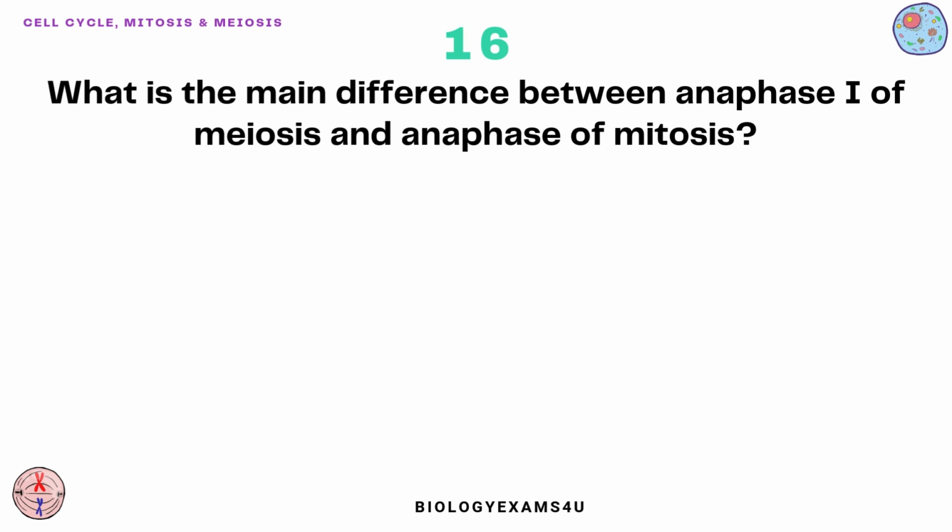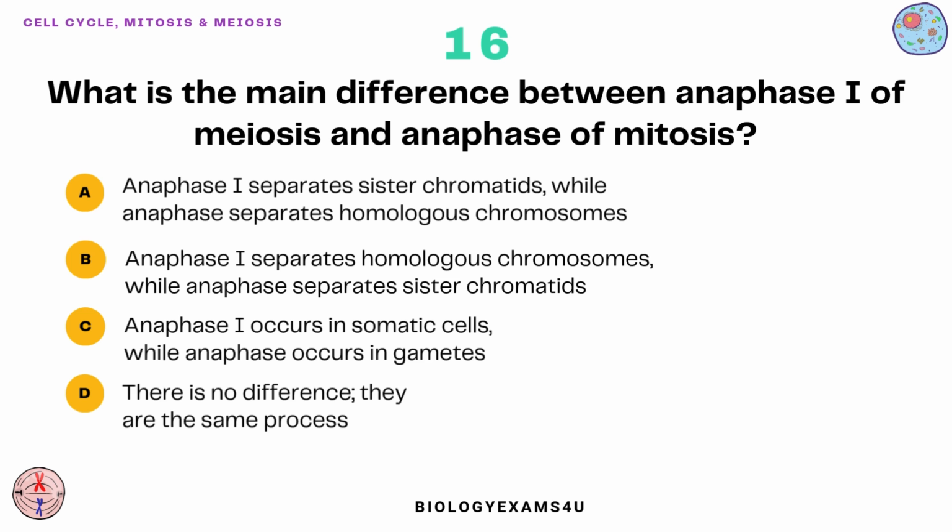Question number 16. What is the main difference between anaphase 1 of meiosis and anaphase of mitosis? Option A, anaphase 1 separates sister chromatids while anaphase separates homologous chromosomes. Option B, anaphase 1 separates homologous chromosomes while anaphase of mitosis separates sister chromatids. Option C, anaphase 1 occurs in somatic cells, while anaphase of mitosis occurs in gametes. Option D, there is no difference, they are the same process.